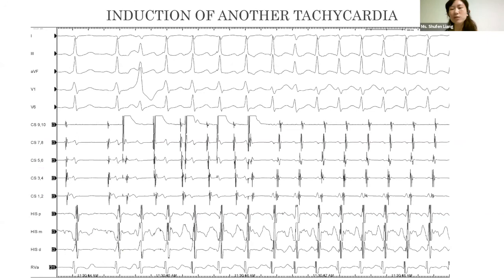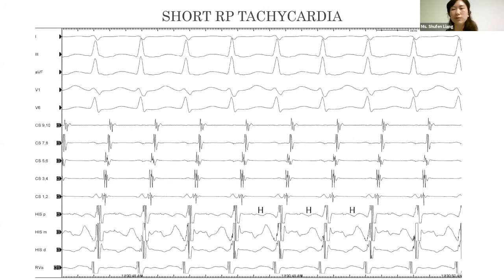Okay. So of course the tachycardia terminated, so we want to get it back again. Here we are doing induction by pacing a short burst of atrial beats. And this is the tachycardia that we now have. You can see now the atrial activation is very different. And I think this is the his, a very far-field his here.